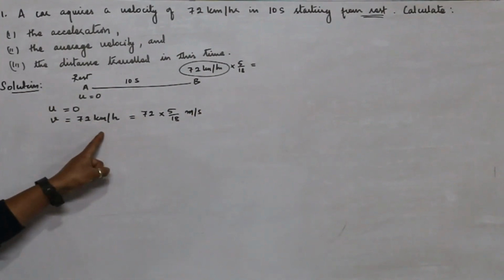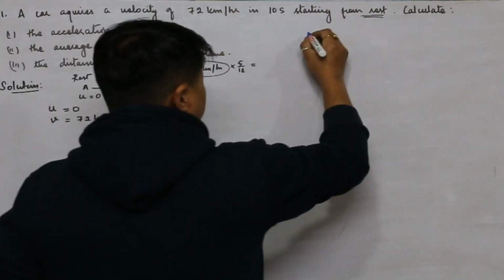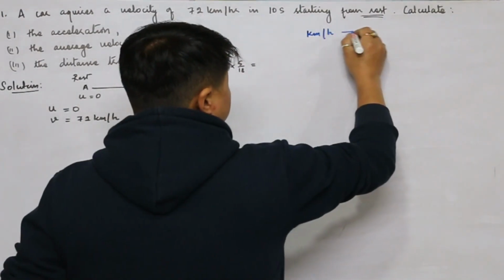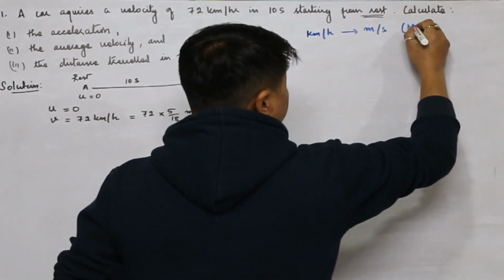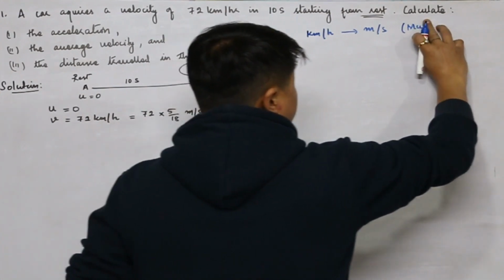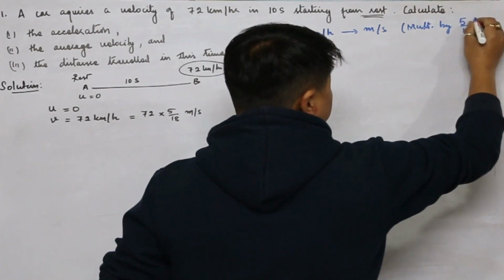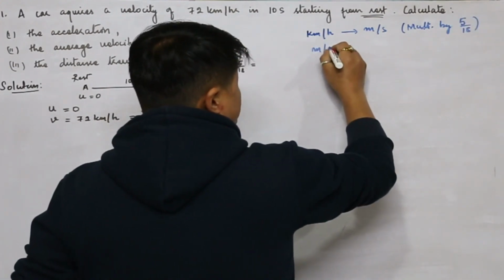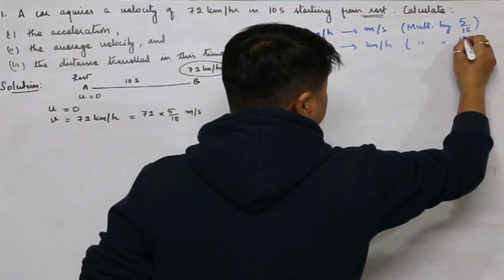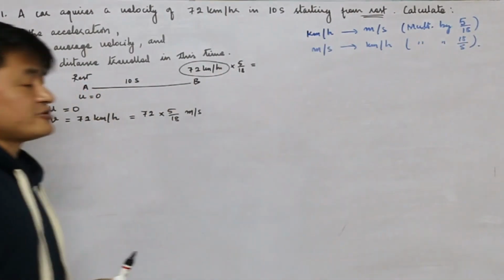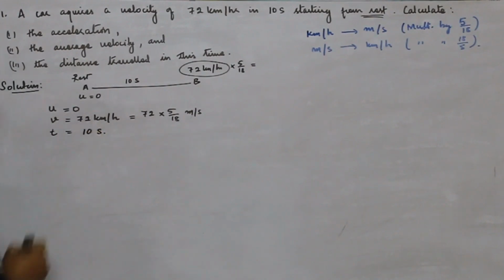To change kilometer per hour to meter per second, we have to multiply by 5 by 18, and to change meter per second to kilometer per hour we have to multiply by 18 by 5. Just remember this, this will help you. Time is given, t is equal to 10 seconds.